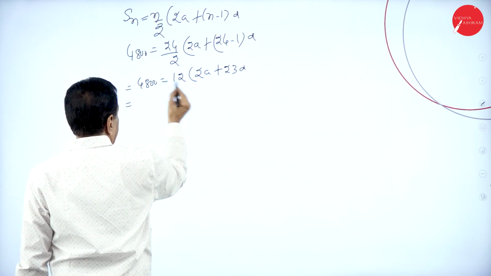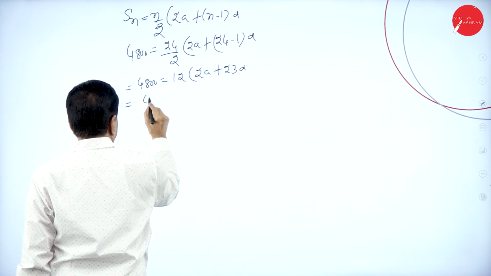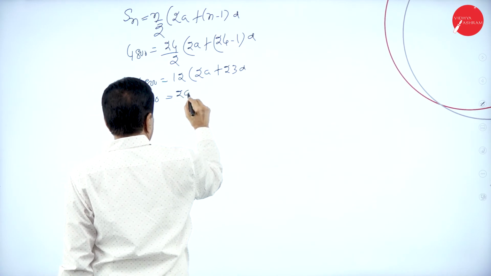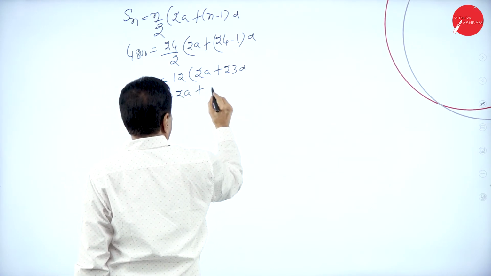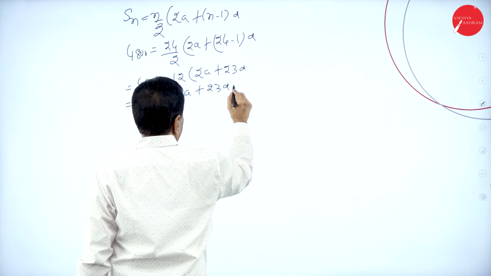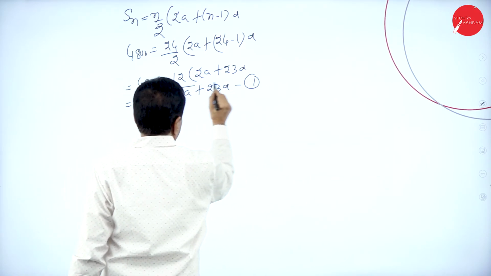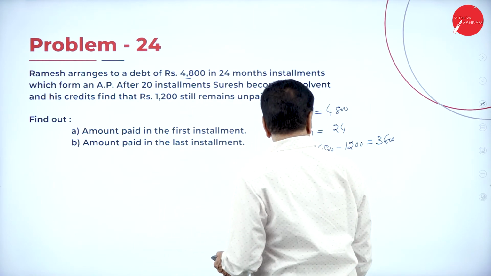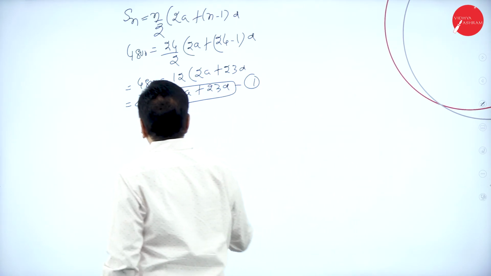So we can say 2a plus 23d equals 400. Equation number 1. The second one: S20 is equal to 3,600.